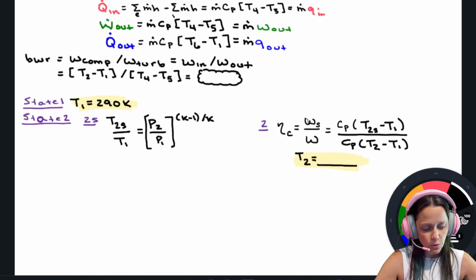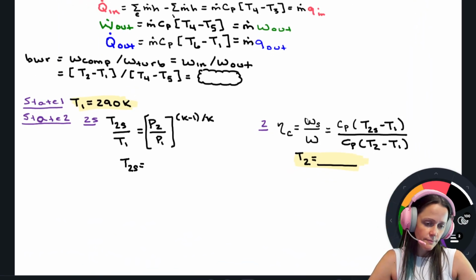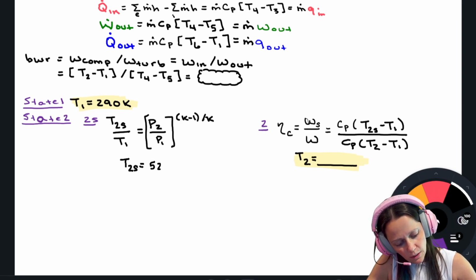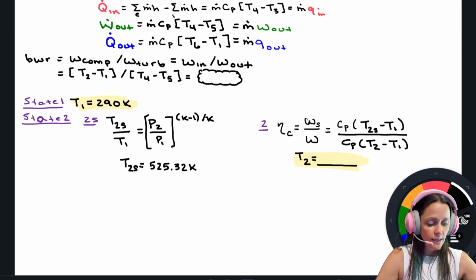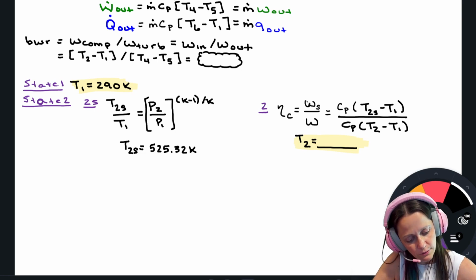So my T2S ends up being 525.32, which means that the T2 has got to be 551.5.